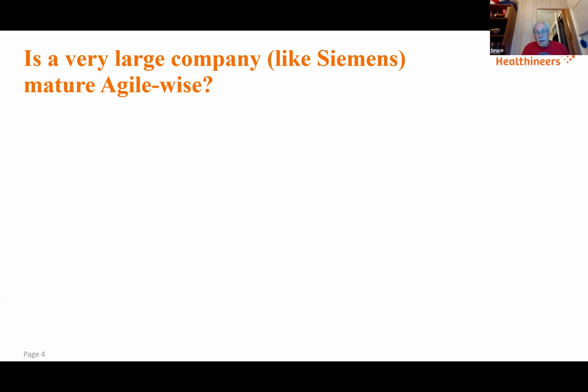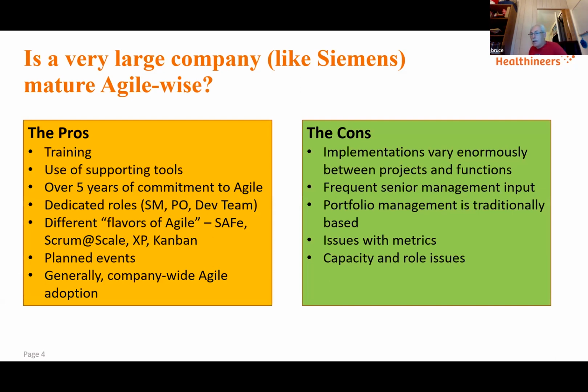So the first thing we did was we said, what are some of the pros and the cons? And the pros are that the company decided a few years ago that it wants to go Agile. So they've made the commitment to move towards Agile. And towards that end, it provided quite a bit of training, at least on the basic level, for Scrum Master training, product owner training, and so on. And it has supporting tools now. We all use tools that utilize Agile and Kanban and so on. And so we have over 5 years of commitment to Agile.